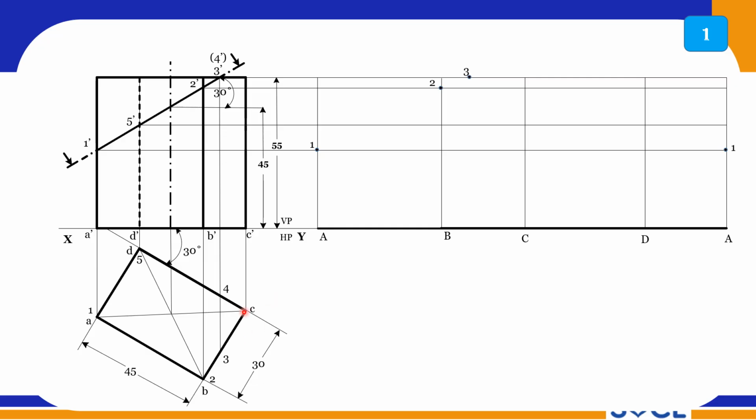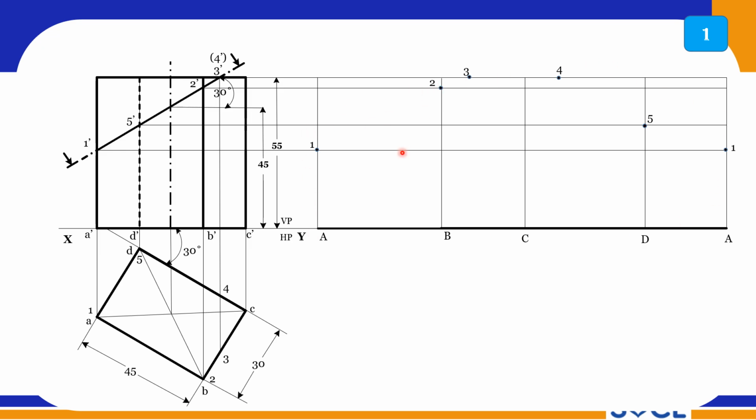Similarly, C towards D you have 4. True length can be measured only here in the top view. So measure C to 4 and mark it in between C and D with this distance. So this is 4, and 5 is no problem. I can easily get it here. This is the intersecting point and this is my 5. So I have obtained all the points, right?